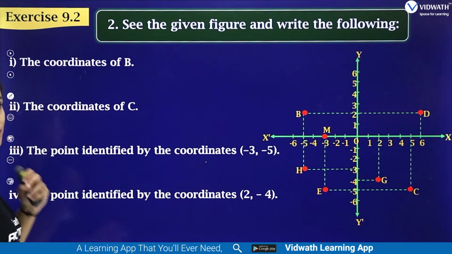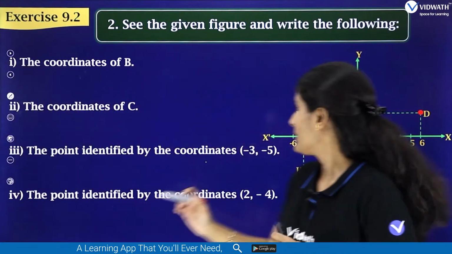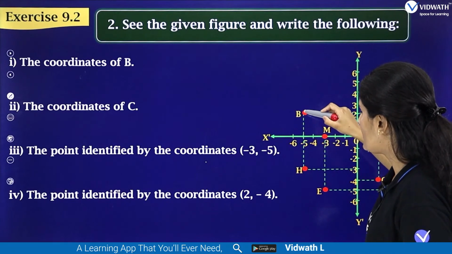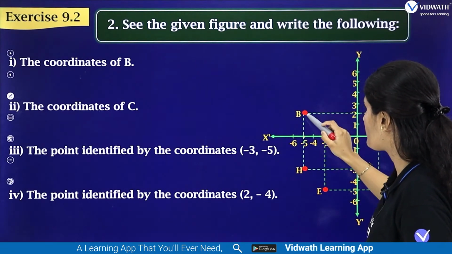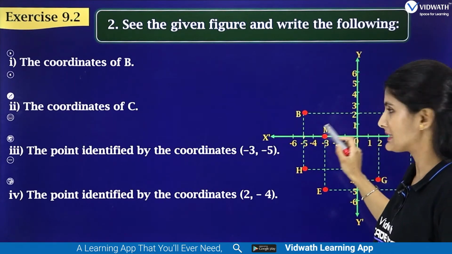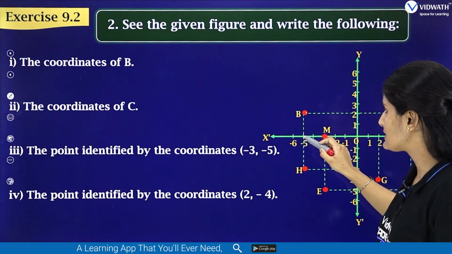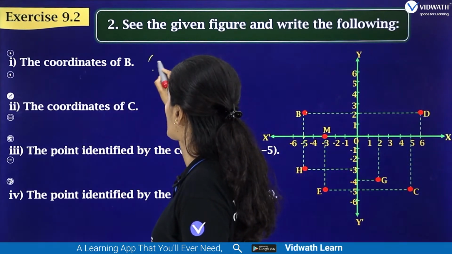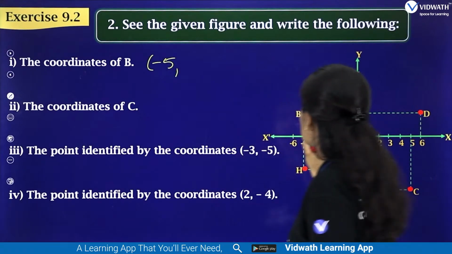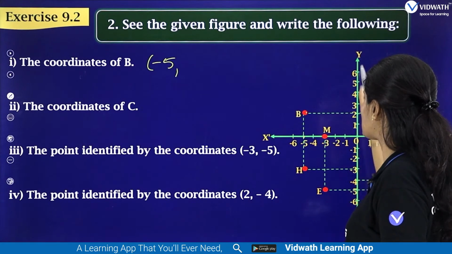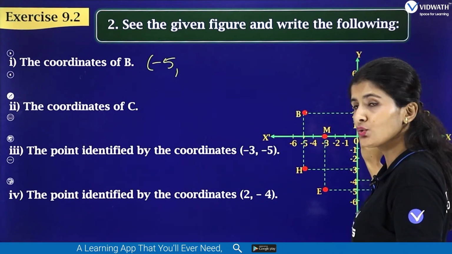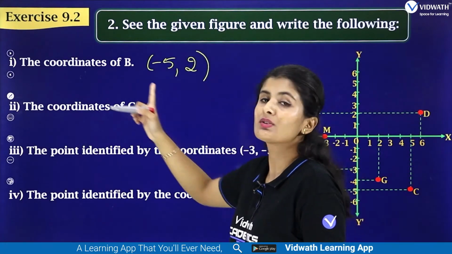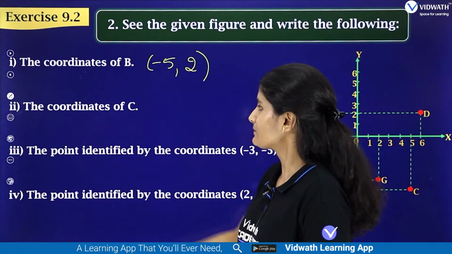What are the coordinates of the point B? We can see that the point B is located here. To find its coordinates, perpendiculars have already been drawn from the point B to the x-axis as well as the y-axis. The perpendicular to the x-axis meets the x-axis at the point -5. So, that will be our x-coordinate, which is -5. The perpendicular from the point to the y-axis meets the y-axis at the point 2. Therefore, that is the y-coordinate. Hence, (-5, 2) are the coordinates of B.